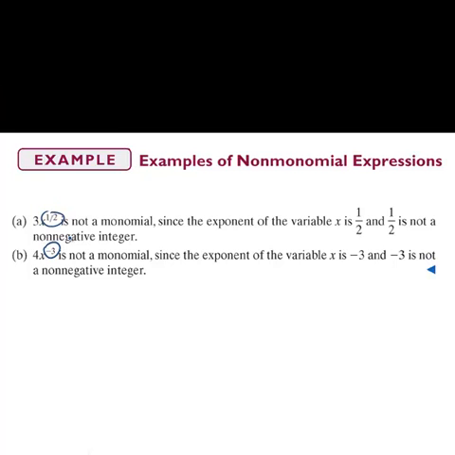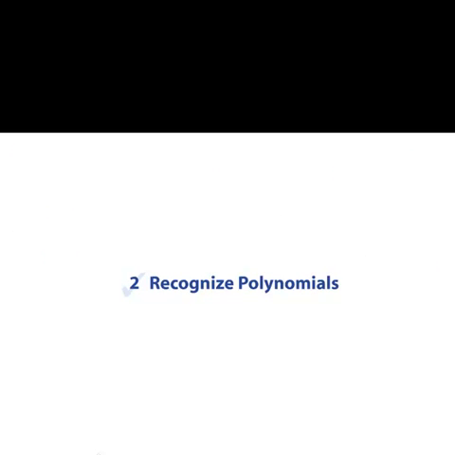We also don't want any negative powers. So 4 times x to the negative 3 power is not a monomial as well. Alright, what we need is a coefficient real number times x raised to a non-negative integer power in order for it to be a monomial.